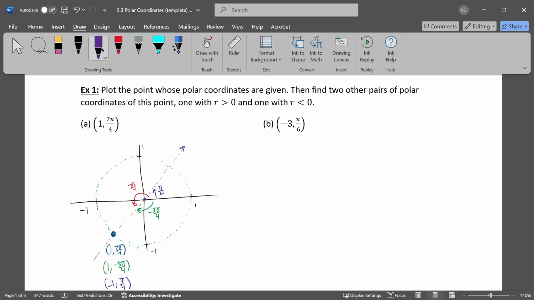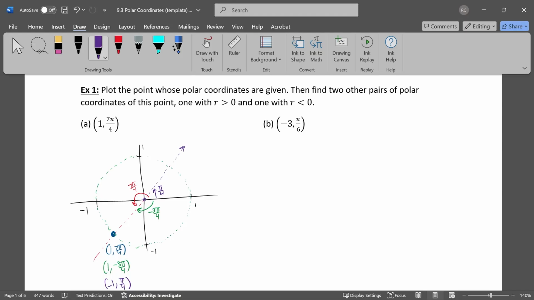Okay, so there's 3 total ways to describe the same point. And that's one of the things that I think is really important to understand about polar coordinates, that the polar coordinates for a point are not unique. You can have many ways of representing the same exact point.